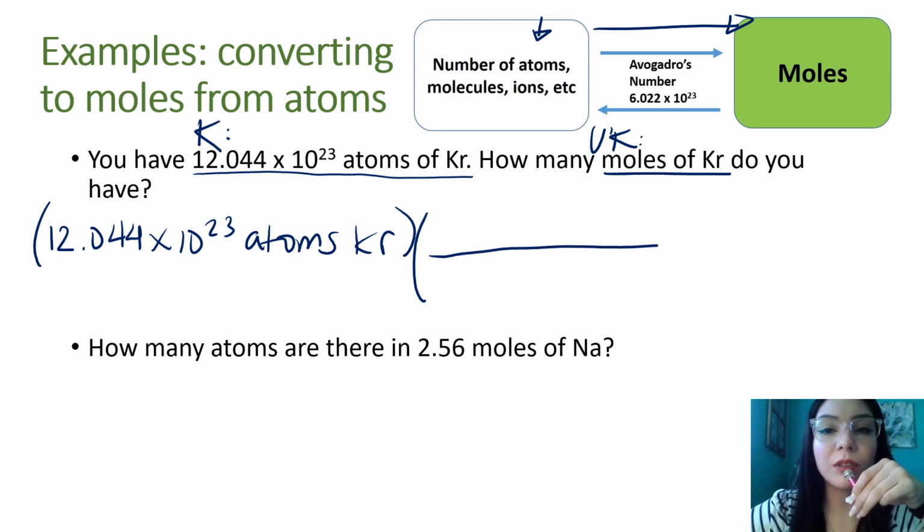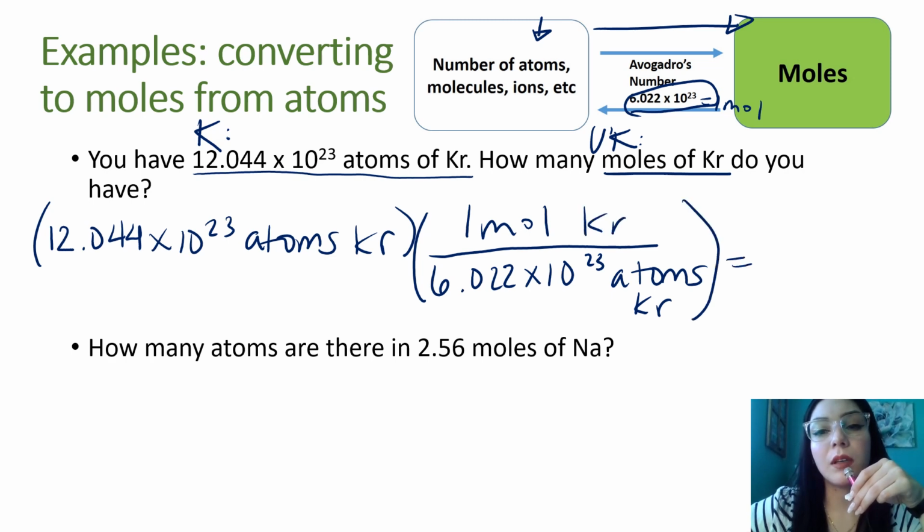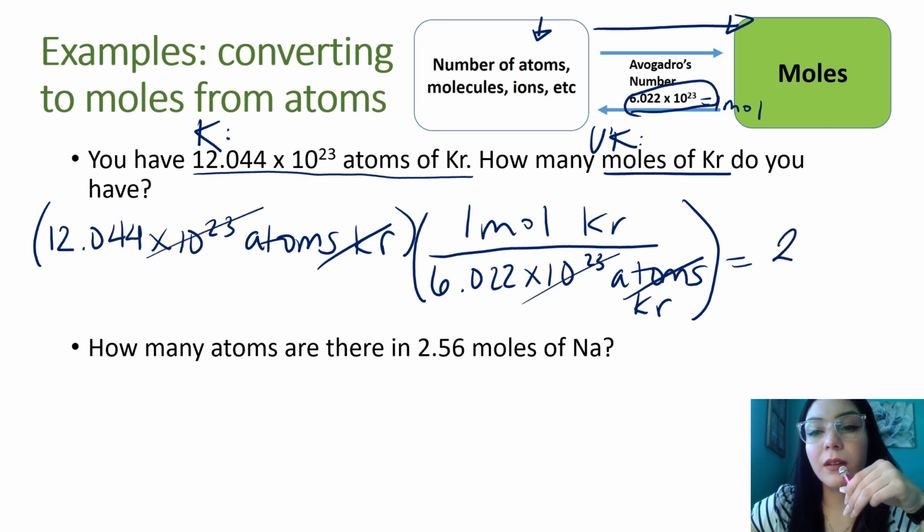Okay, so Avogadro's number is 6.022 times 10 to the 23rd equals 1 mole, right? So I'm going to set it up, and the number goes at the bottom this time because we want to cancel out the atoms. Atoms, krypton, we're going to get 1 mole of krypton at the top. Atoms, krypton cancel out, and then we get moles. So I made this number easy to divide. So 12.044 divided by 6.022 is actually just 2. And then you can think of the times 10 to the 23rd just canceling out. Okay, so we get 2 moles.